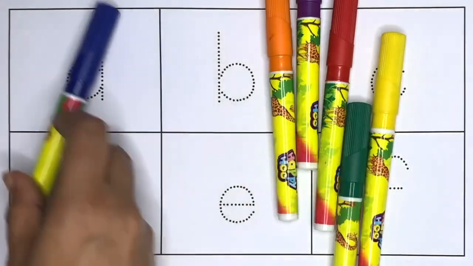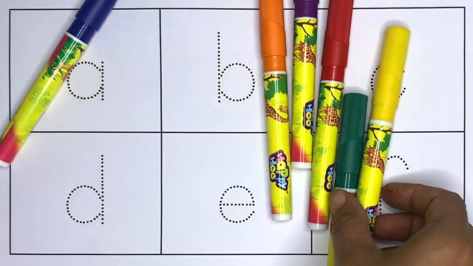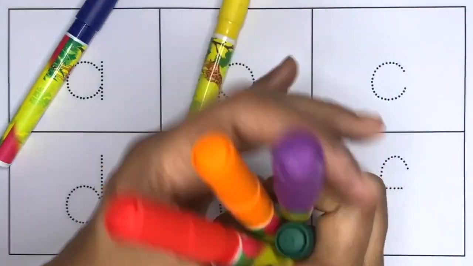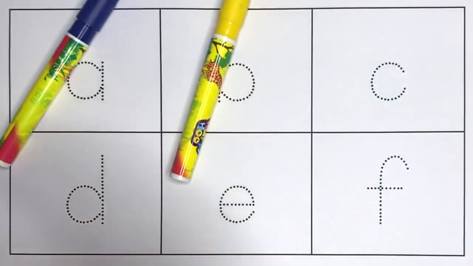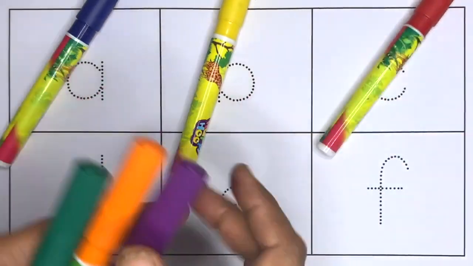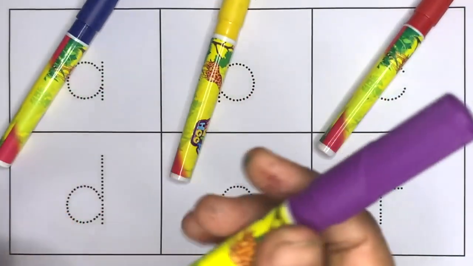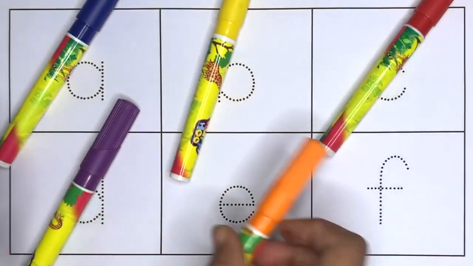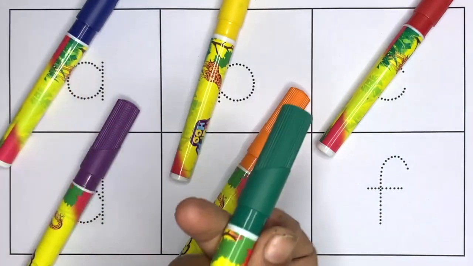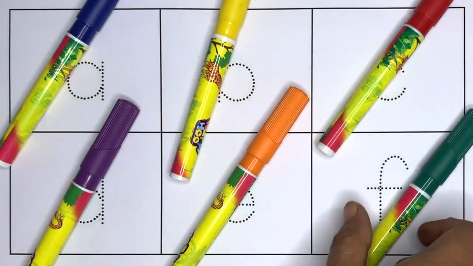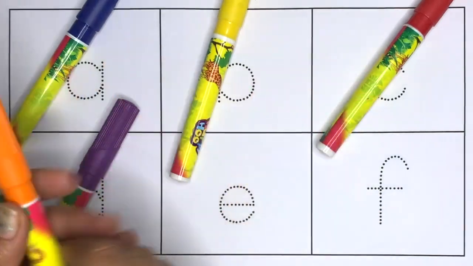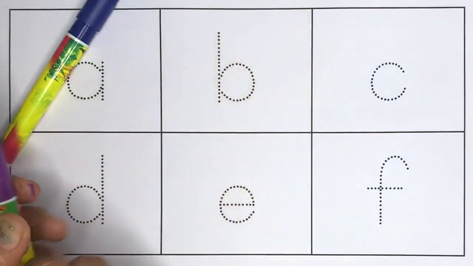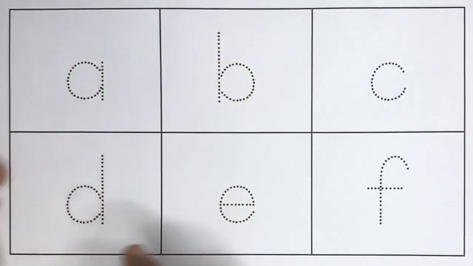Blue color, yellow color, red color, violet color, orange color, green color, green color, orange color, violet color, red color, yellow color, blue color.